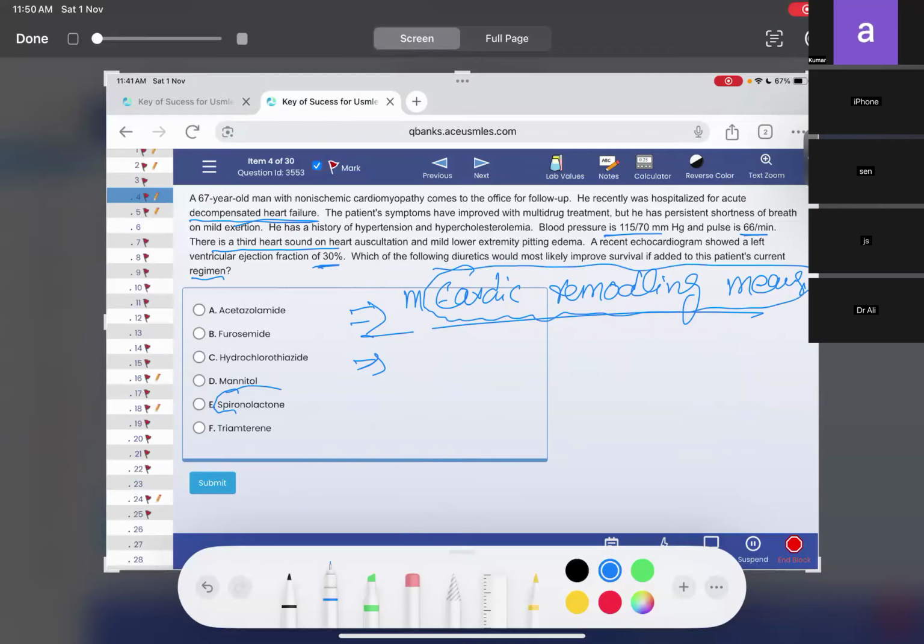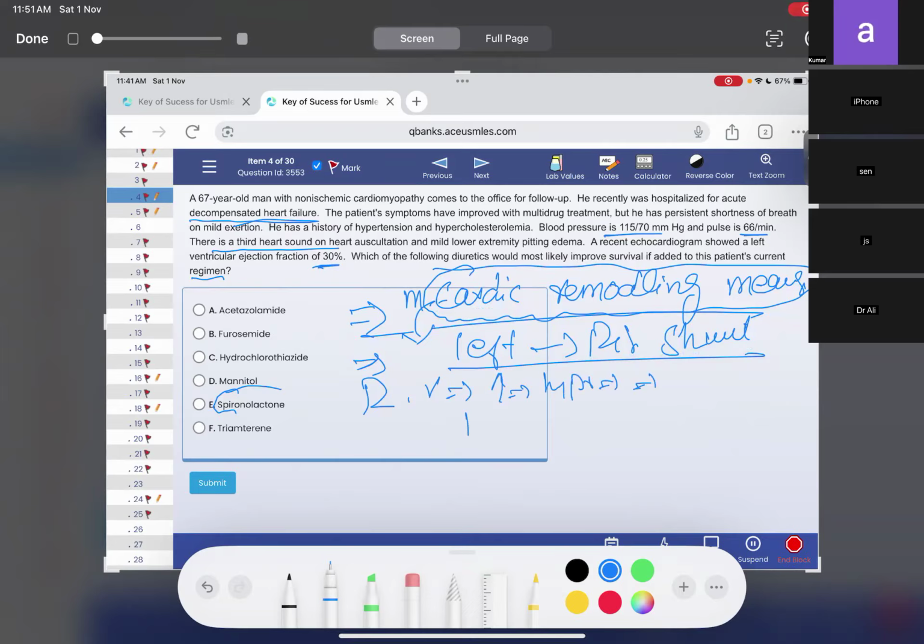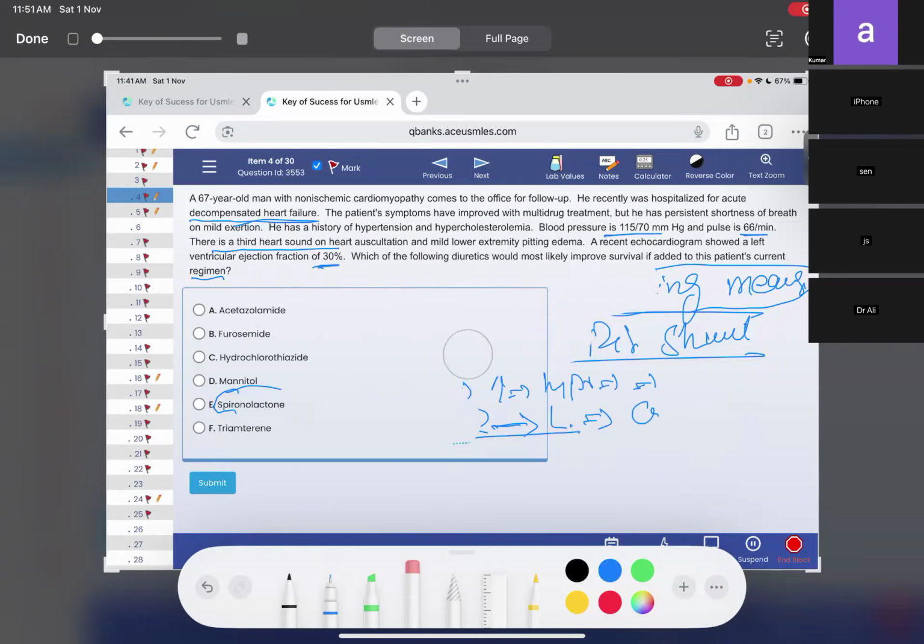You are going to read it in Eisenmenger syndrome. What happens when there is excessive left to right shunt? The right ventricle will increase in size, meaning hypertrophy of the right ventricle will occur, and this will change the shunt from right to left. This is called cardiac remodeling. You explained it very well, doctor.